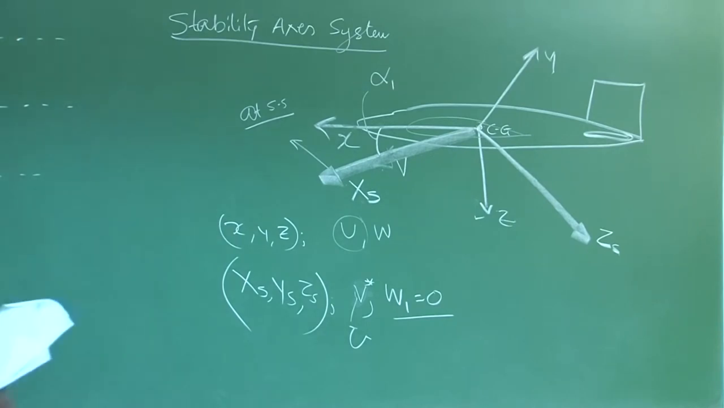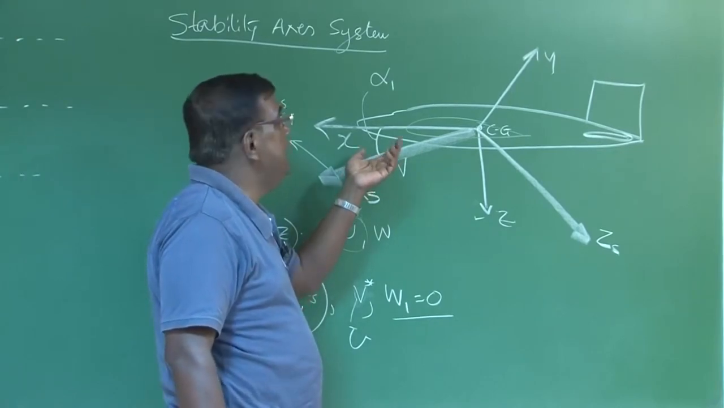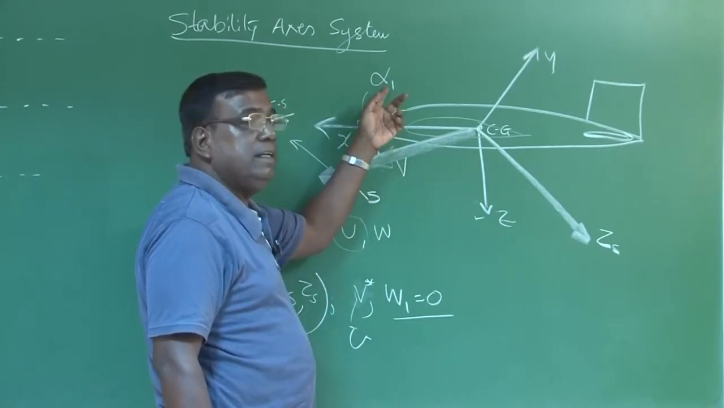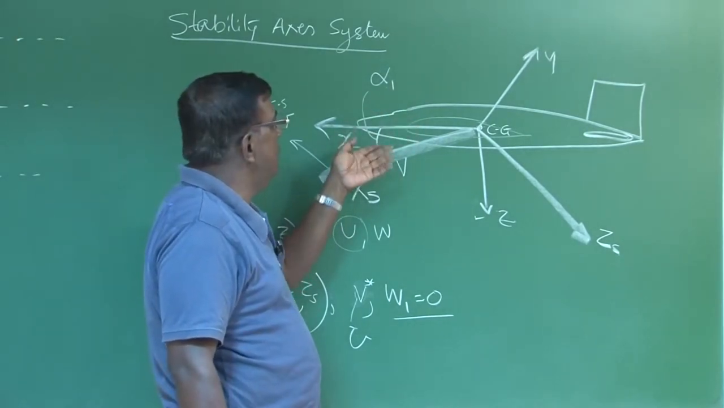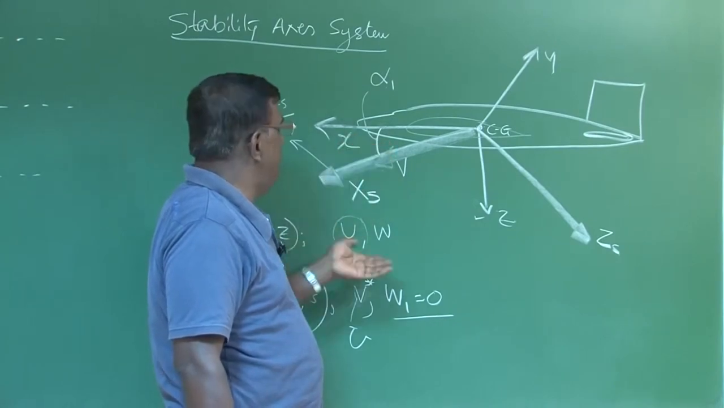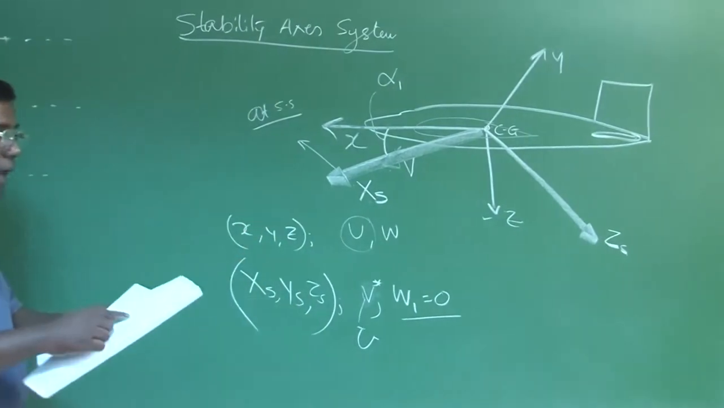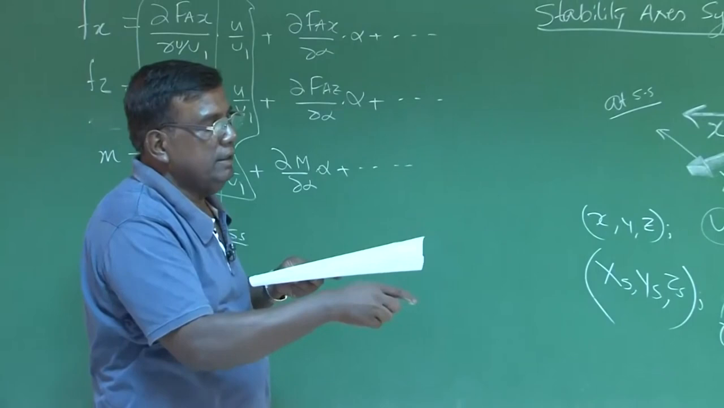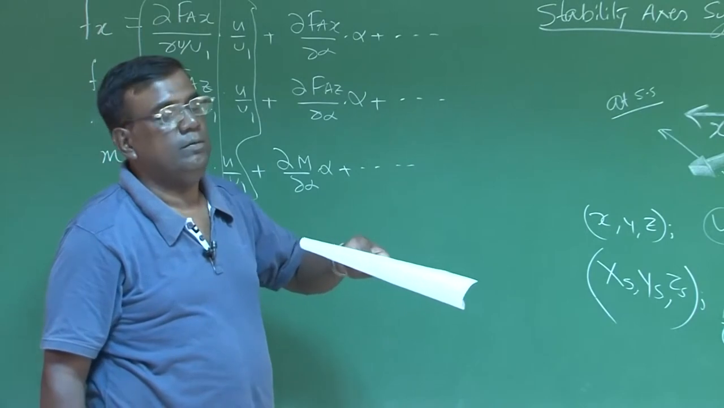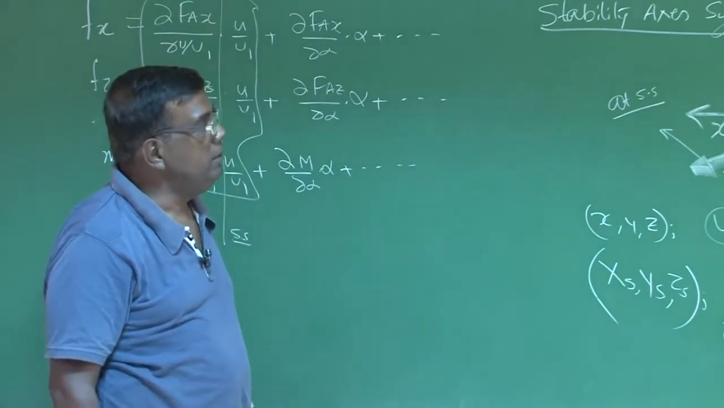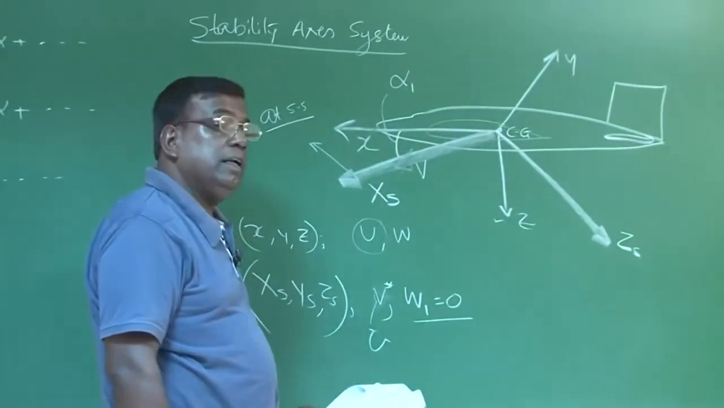What is important is that I am defining the stability axis system at steady state. That is, I find what the angle is at steady state and I align the x-axis along the velocity vector so that there is no component of total velocity along the ZS axis. If I am flying like this and this was my x-axis and this was the velocity vector, I am just aligning this x-axis along the velocity vector. So that is why W1 becomes 0. And this orientation is done only with reference to the condition at steady state.